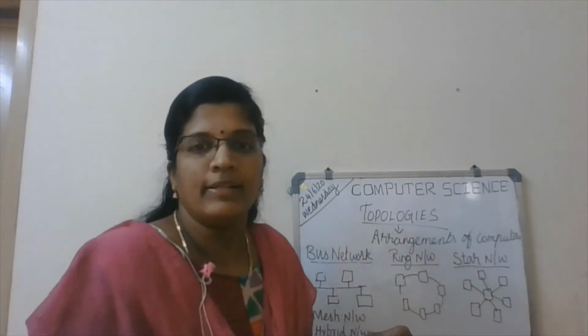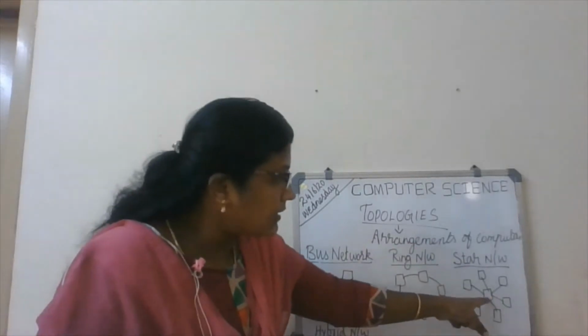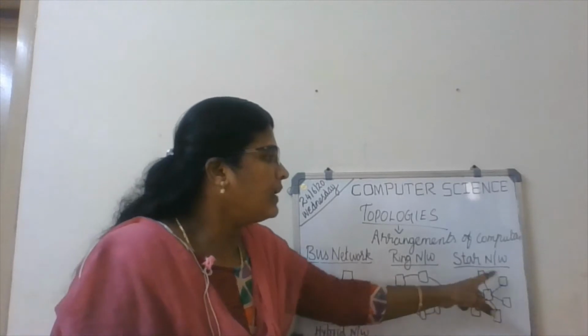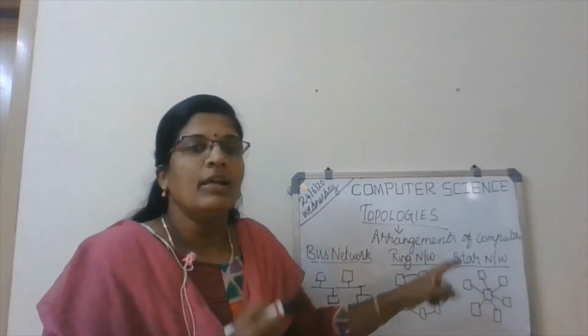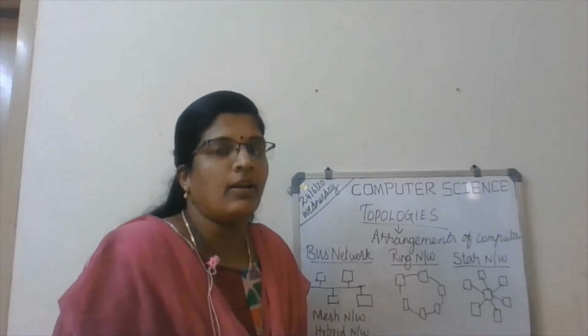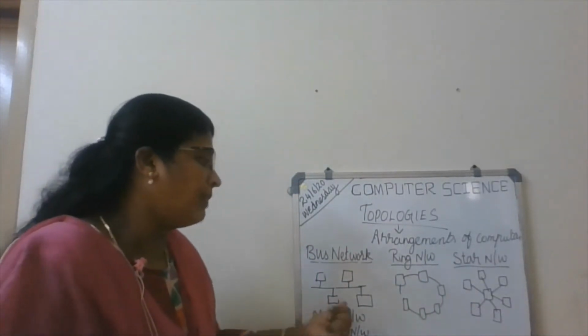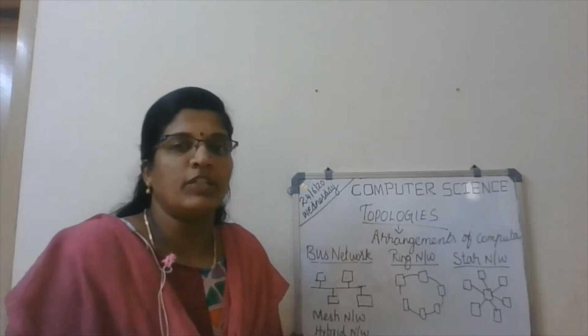The third one is a star network, star topology. Here there is a central node, that is called server. I already explained. The remaining computers are all connected to one central device. That means it's a star topology or star network. Apart from this, there are different types of networks like mesh and hybrid. So many topologies are there, and you have to keep these in mind.